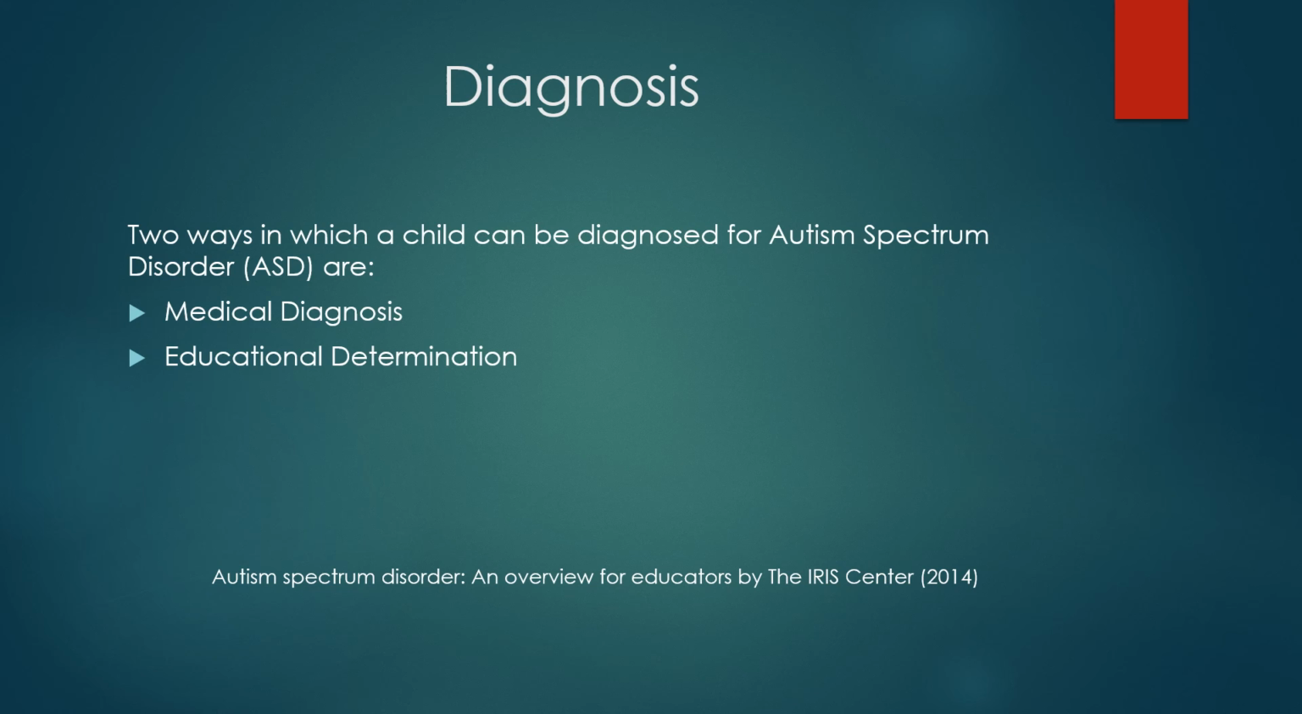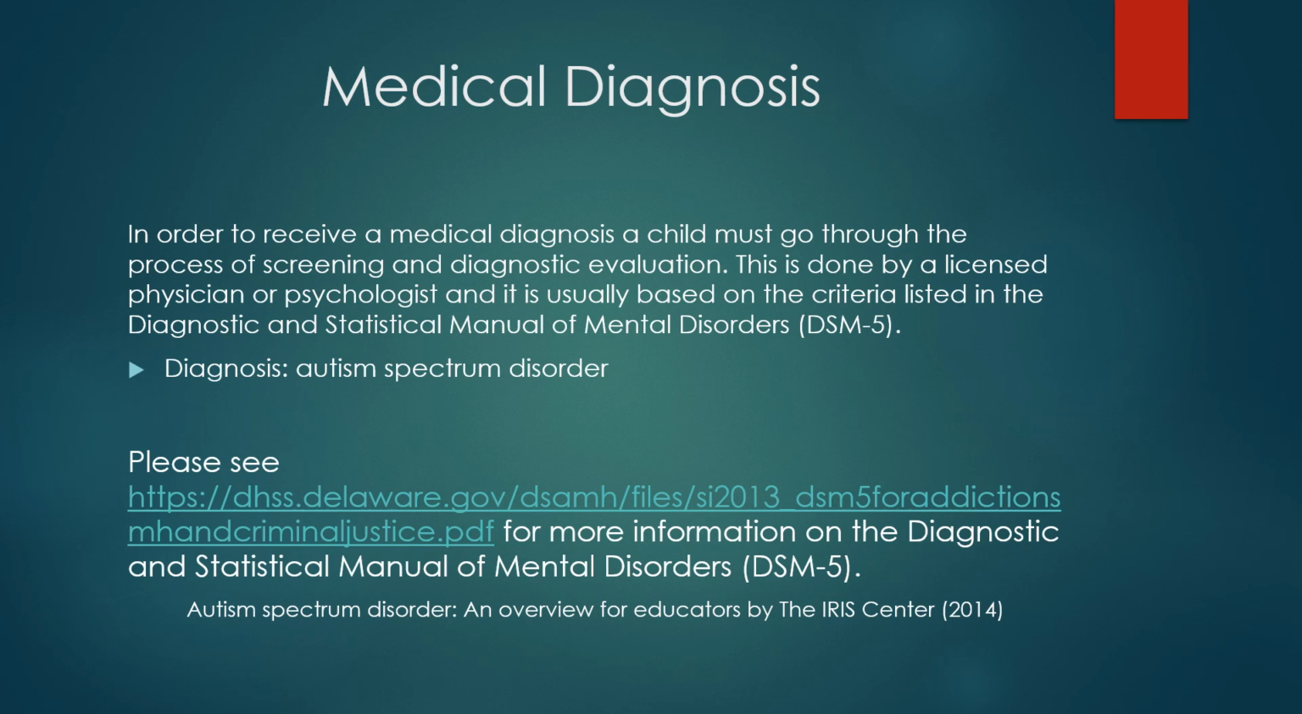Two ways in which a child can be diagnosed for autism spectrum disorder are medical diagnosis and educational determination. Medical diagnosis. In order to receive a medical diagnosis, a child must go through the process of screening and diagnostic evaluation. This is done by a licensed physician or psychologist, and it is usually based on the criteria listed in the Diagnostic and Statistical Manual of Mental Disorders.